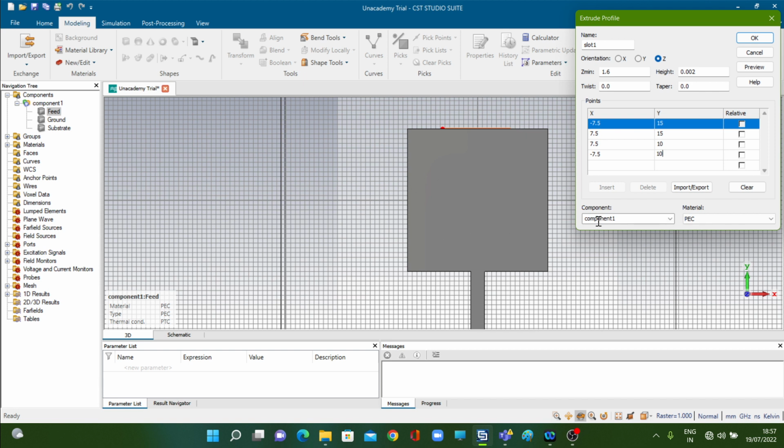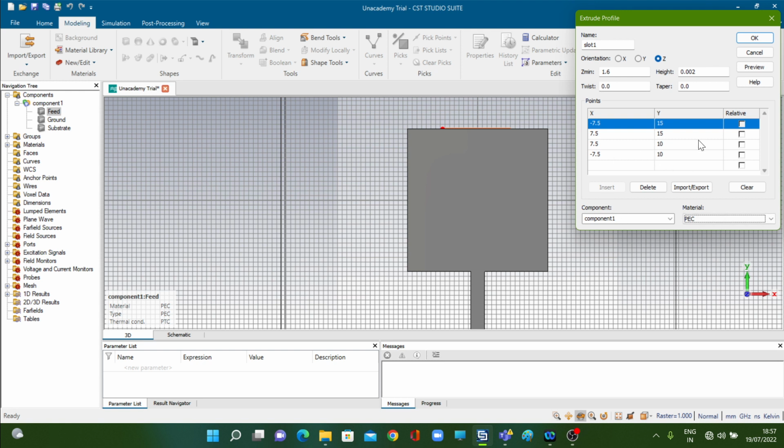Now this component we won't change because from the beginning, if you remember, we did not change the component. Component was component 1 only. Now this material indicates which material you are cutting. We are cutting from the metal only, from the patch only. So what is the material that we are cutting? Metal, PEC only. So we will not change anything. If mistakenly you select something else among the materials already defined, then the extrude option will not work. Fine.